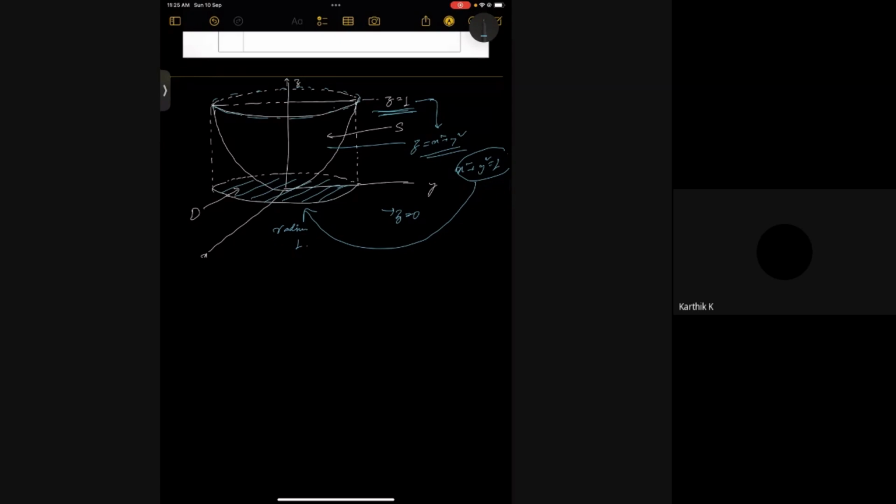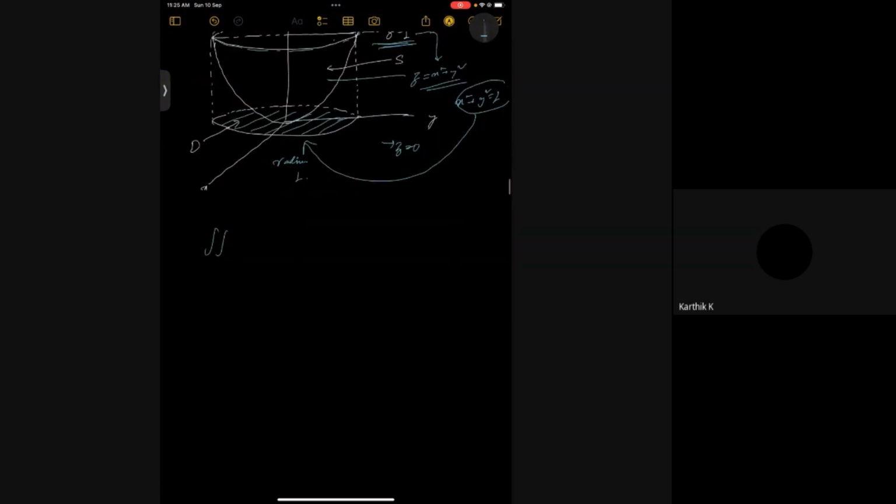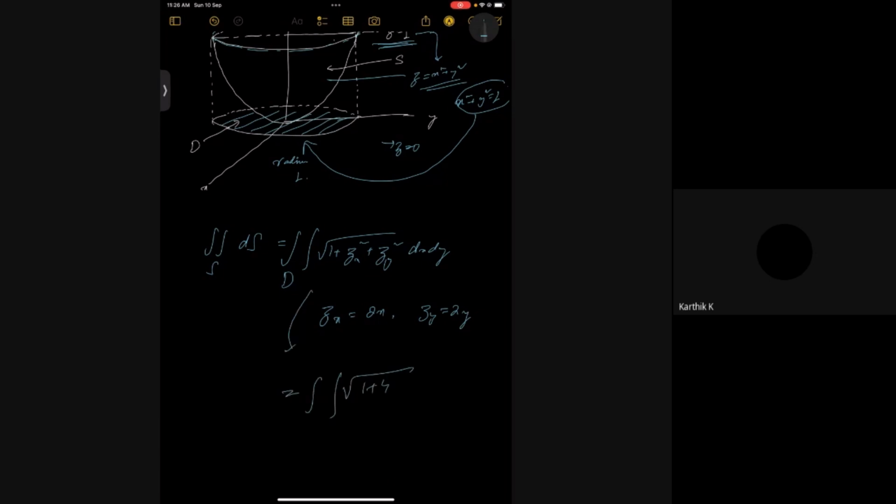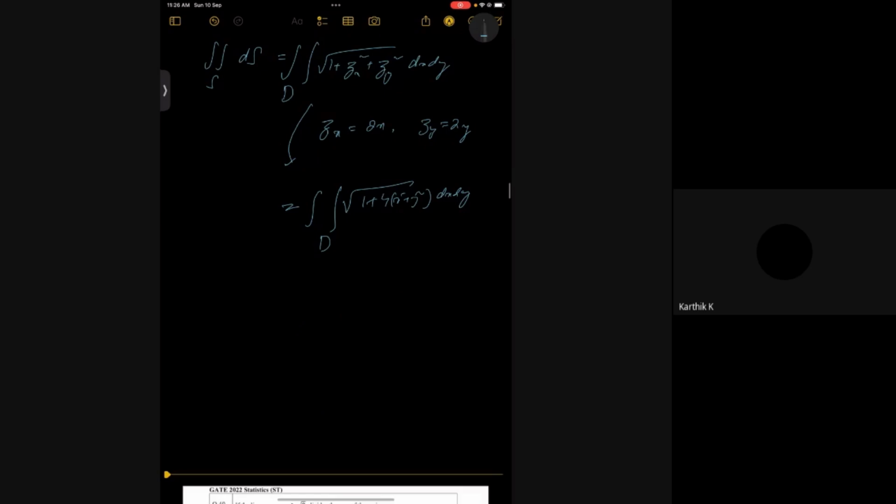So the surface area is the integral over D of the square root of 1 plus Zx squared plus Zy squared dx dy. What is our Zx? Zx is nothing but 2x, Zy is nothing but 2y. So it's all very routine again. Square root of 1 plus 4 times (x squared plus y squared) dx dy over D, which becomes the integral of the square root of 1 plus 4r squared, r goes from 0 to 1, theta goes from 0 to 2 pi.